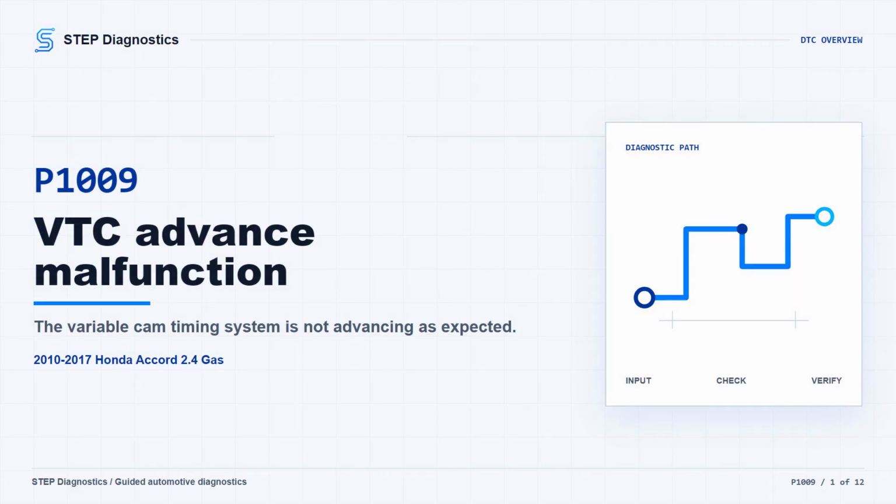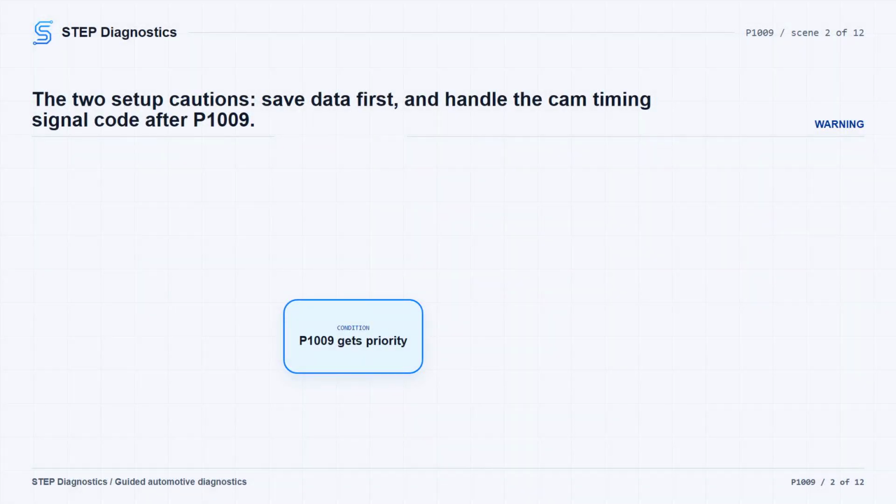On this Accord with the 2.0L gas engine, P1009 is a VTC advanced malfunction. In plain terms, the PCM may be seeing the variable cam timing system not advance the way it expects. The driver may notice a check engine light, roughness, hesitation, or reduced performance, but the symptom can also be mild.